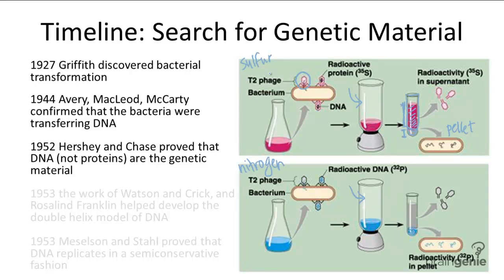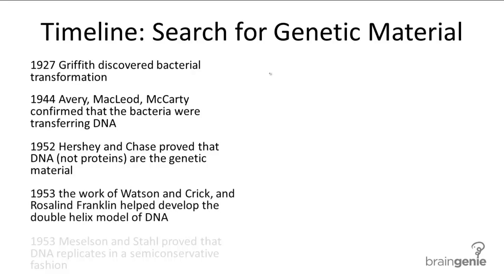In part 2 of the search for genetic material, we ended in 1952 with Hershey and Chase, who proved that DNA and not proteins are the genetic material for organisms. And in 1953, Watson, Crick, and Rosalind Franklin had another major breakthrough through something called X-ray diffraction. They discovered that DNA was a helical shape with two strands. In the same year, Meselson and Stahl used the double helical model to also determine the method of DNA replication.